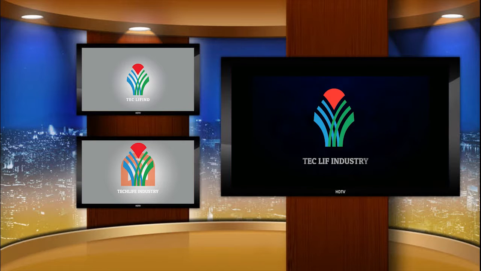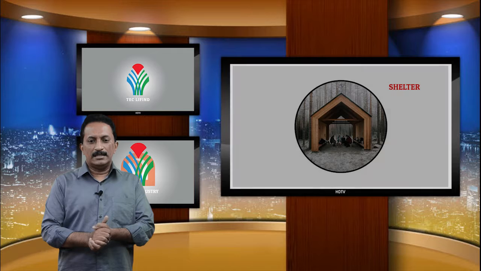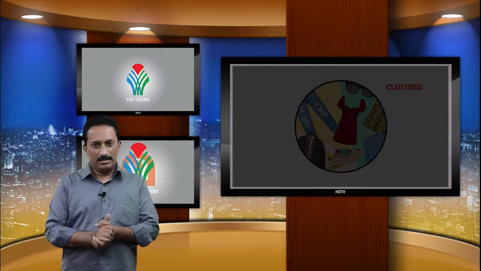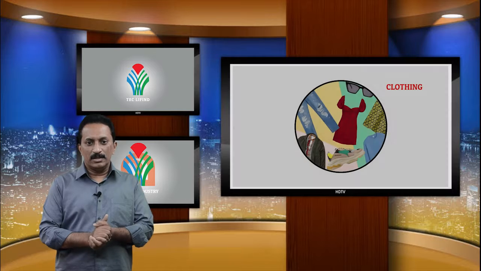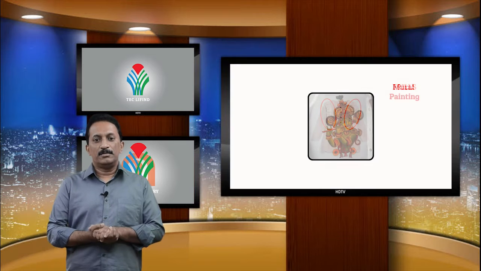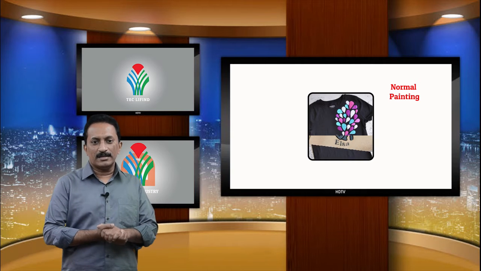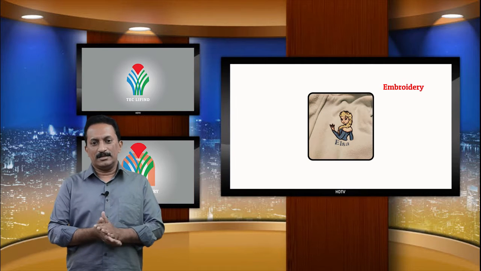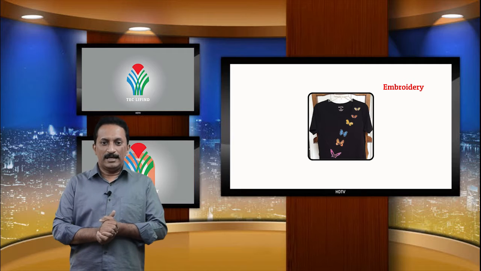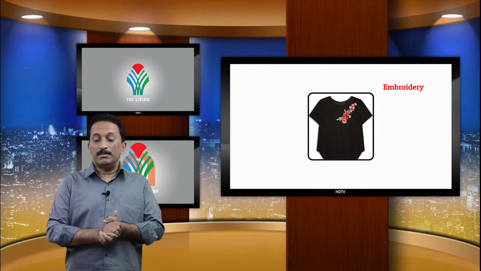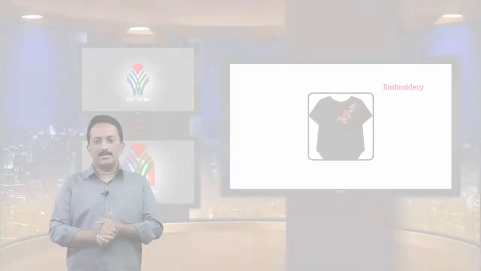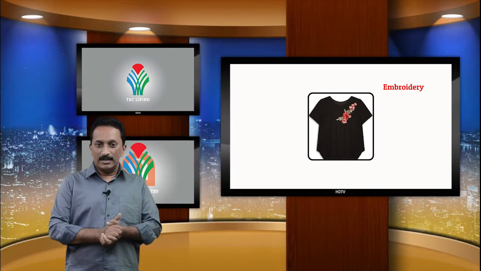Tech Life Industry. Today's session is about a basic need of a human being. We know shelter, food and clothing are the basic needs of a human being. The evolution of clothing is our subject today. We know there are a lot of ways to beautify clothing, like adding frills, mural painting, normal painting, embroidery, etc. Today we are talking about embroidery: how we did embroidery in earlier days and how we are doing embroidery nowadays.